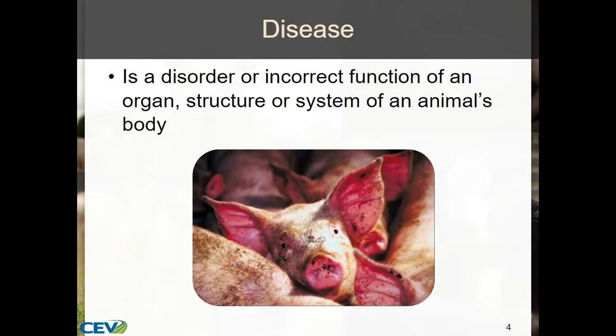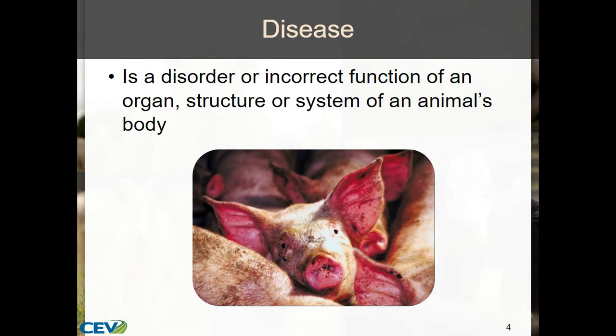First of all, a disease is considered any kind of disorder or incorrect function of an organ or a structure or a system within an animal's body. Disease is a really general term that we use to describe a whole boatload of different problems that can affect an animal being healthy, being well, being active. In our last unit, you looked specifically at what we call nutritional disorders, which are any sort of health problem that's related to what an animal is getting in their diet, or more likely, what an animal's not getting in their diet. So diseases include that, but they also include a whole bunch of other things.